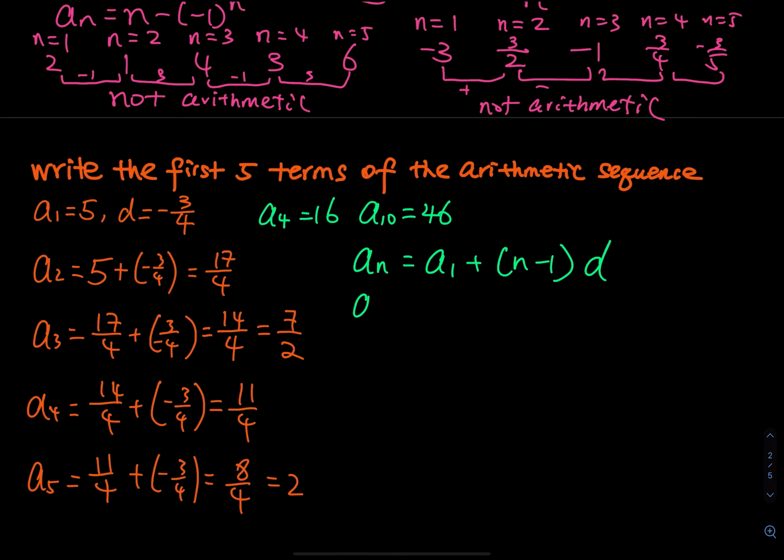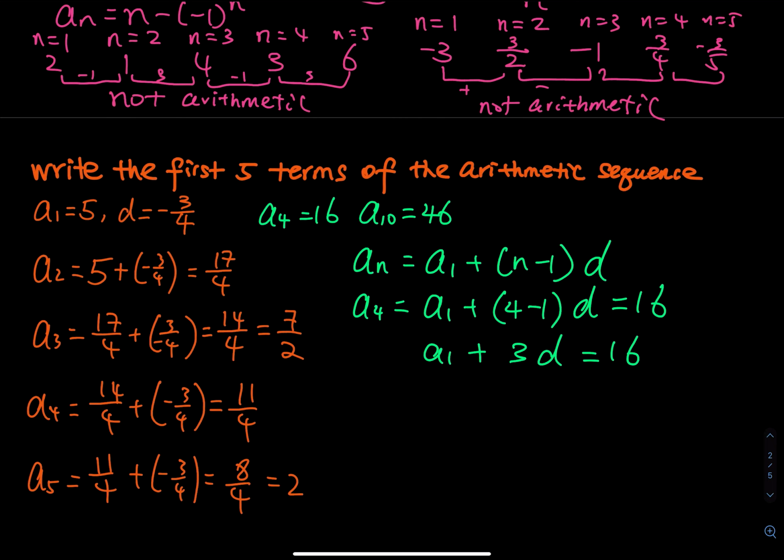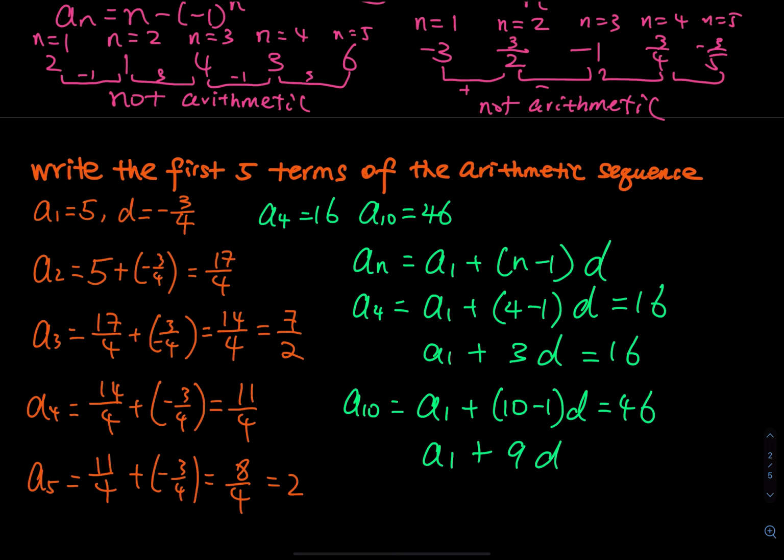And then let's see what else we can do. The fourth term, that means n equals 4. a1, we don't know, it is okay. n minus 1 is 4 minus 1, common difference, we don't even know that too, but I know this equals 16. So that means a1 plus 3 times the common difference equals 16. That is not solvable, I know, but I have another equation. How about the 10th term? That is a1 plus 10 minus 1 times the common difference equals 46. So you have a1 plus 9d equals 46.